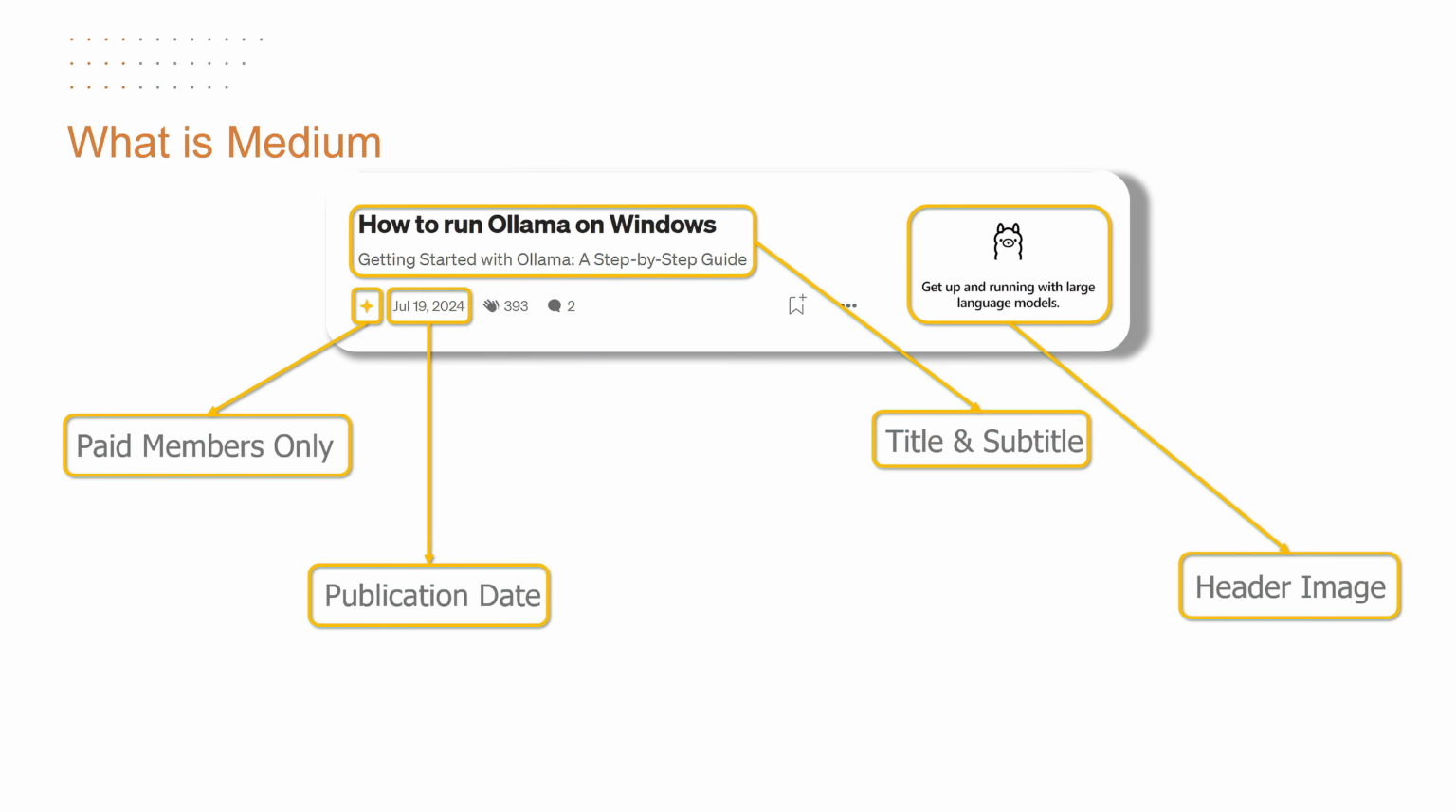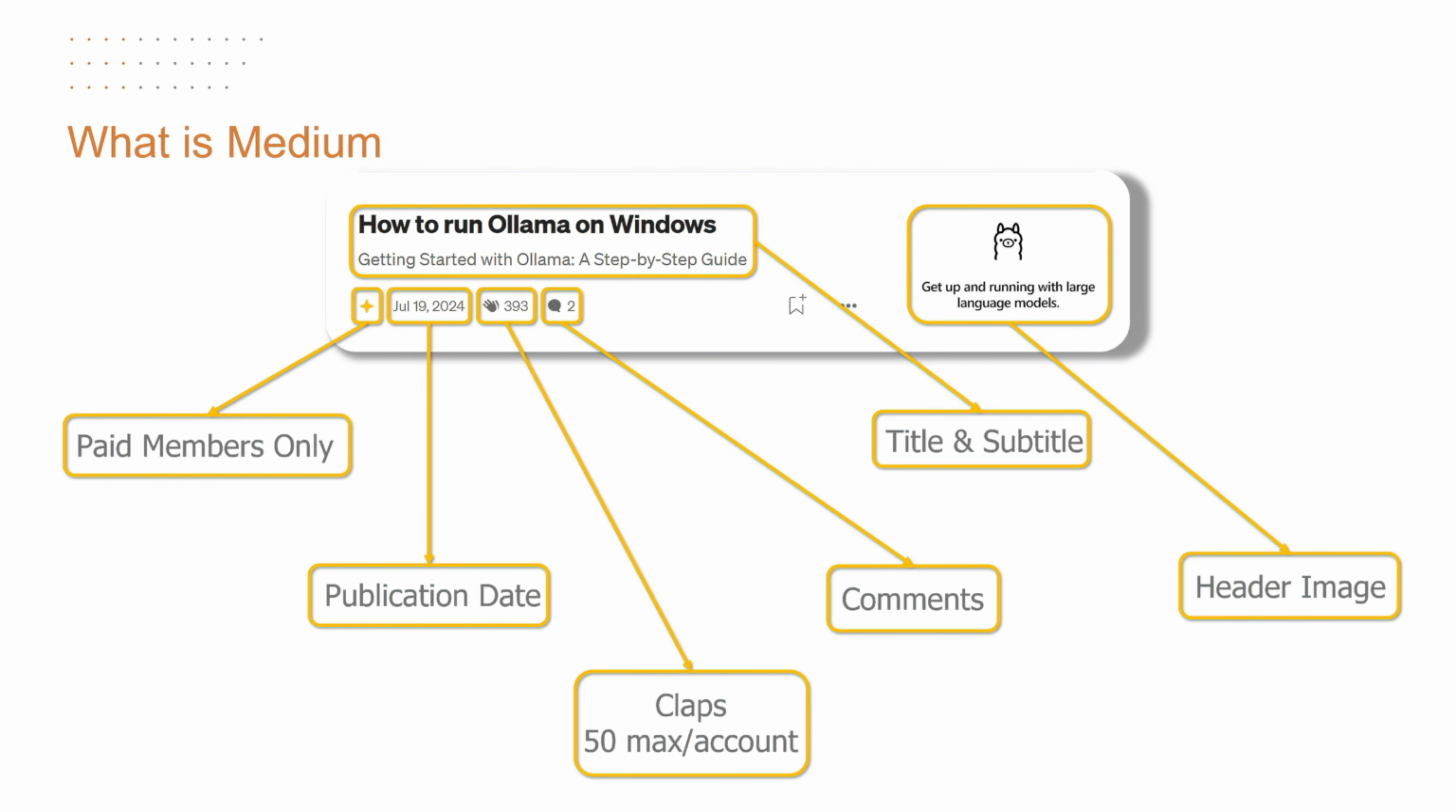On the right, you'll see the date, the number of claps, and the comments. The fun fact is, each account can give up to 50 claps per article. So the clap count isn't the number of people who clapped. It's more like the overall enthusiasm. So more claps means your article is popular, and that could draw even more readers to your article. So these are the things a reader sees. Now let's switch gears and look at what matters most for you as an author.